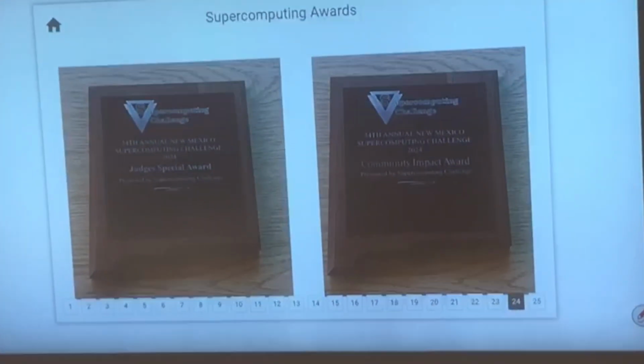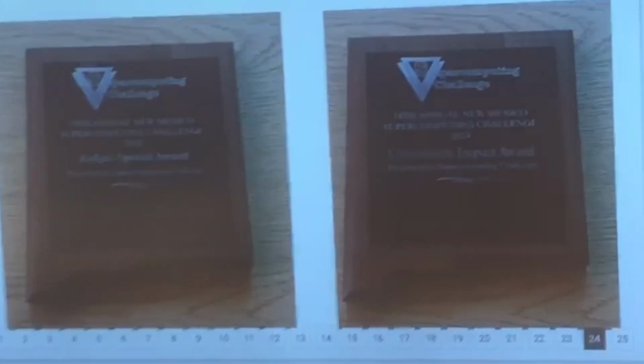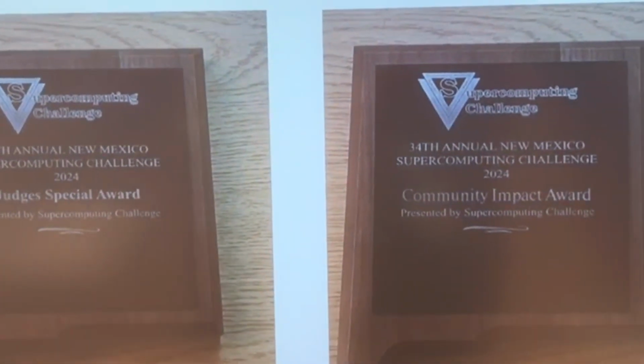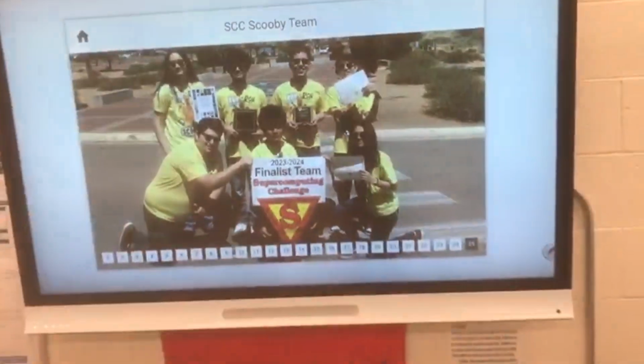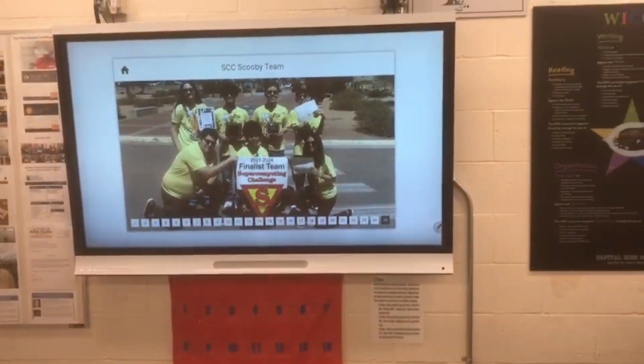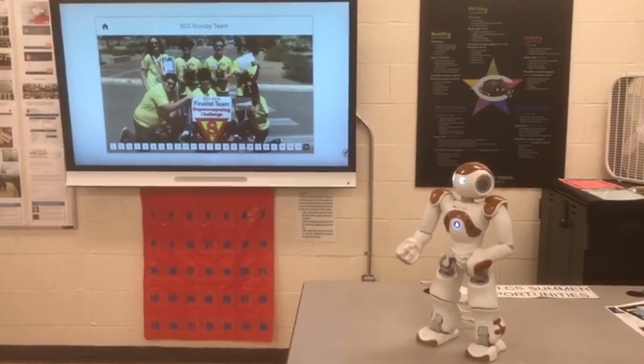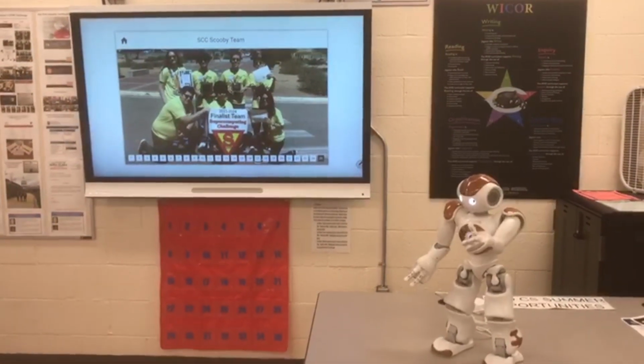And also got 2 awards, one for computational engineering from the judges, and the other for community impact. And all the seniors on the team got scholarships from the challenge for their colleges. Congratulations, seniors and the rest of the Scooby team. You rocked in all these competitions.